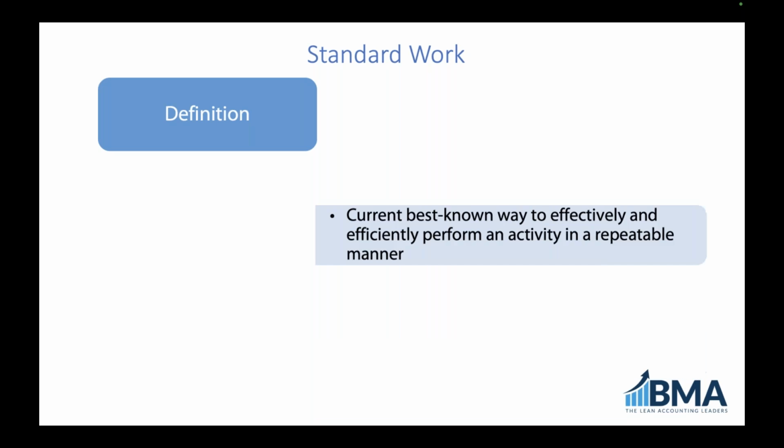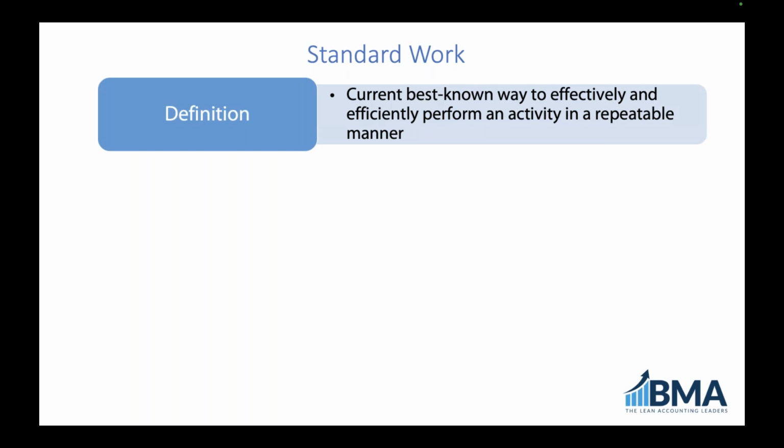So, standard work. Accounting has policies and procedures. Accounting has internal controls they have to follow. So don't confuse policies and procedures or internal controls with standard work. Standard work is the best known way to effectively and efficiently perform an activity in a repeatable manner.